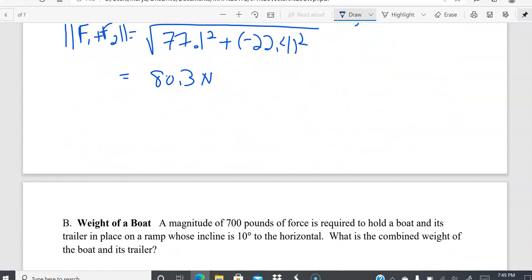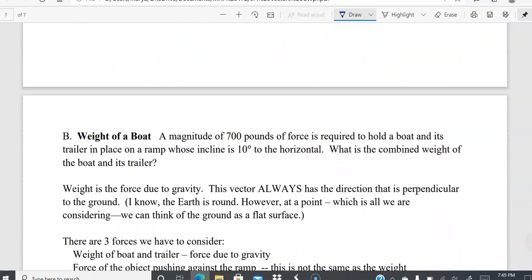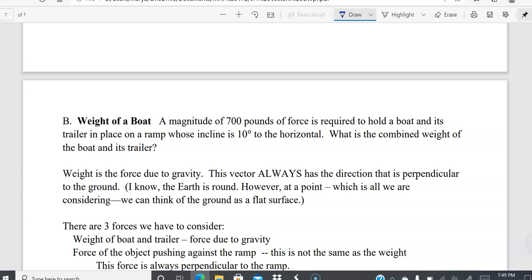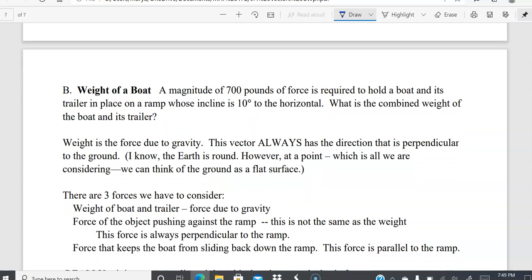Okay, the next one is these ramp problems. And generally, they don't draw a picture for you, so you're going to have to draw a picture. In this scenario, I have a boat, right? And you're told that the magnitude of 700 pounds of force is required to hold a boat and its trailer in place on a ramp, and that the incline of that ramp is 10 degrees. When they say 10 degrees horizontal, that just means you have the ground, and then the ramp is 10 degrees off of the ground.